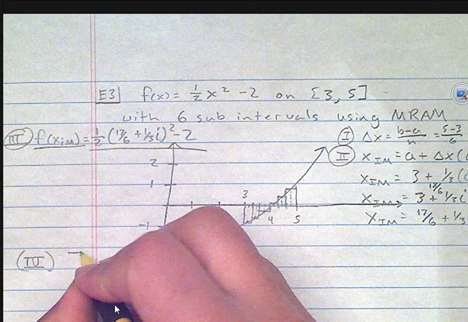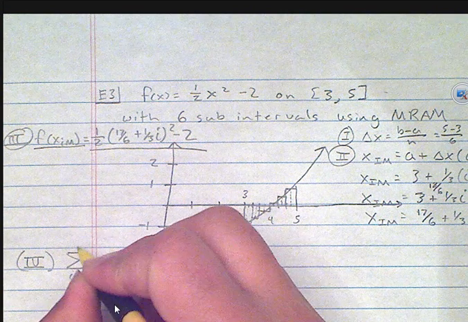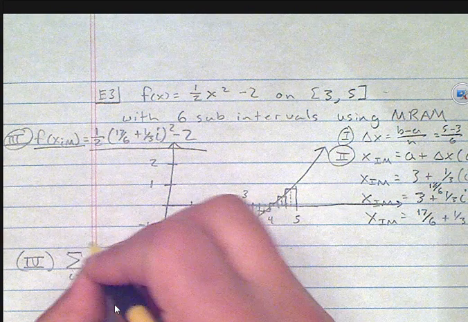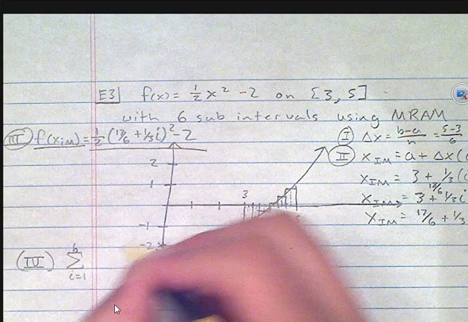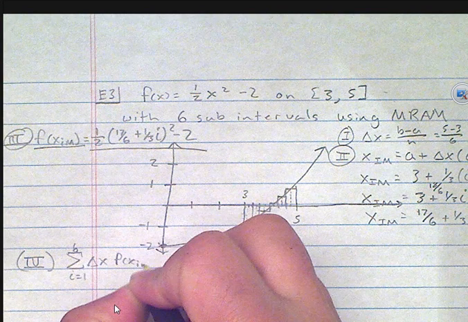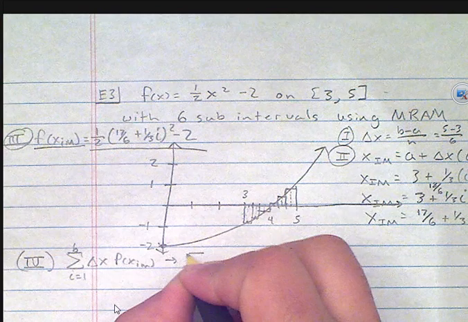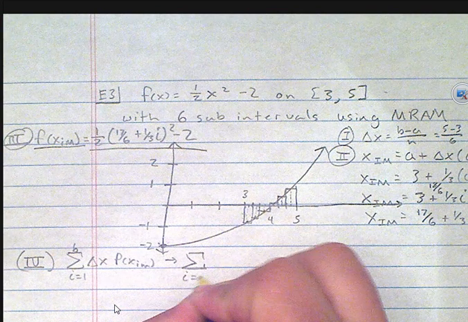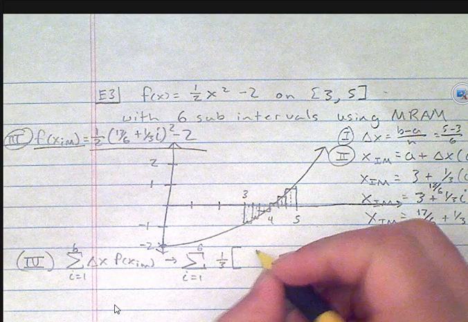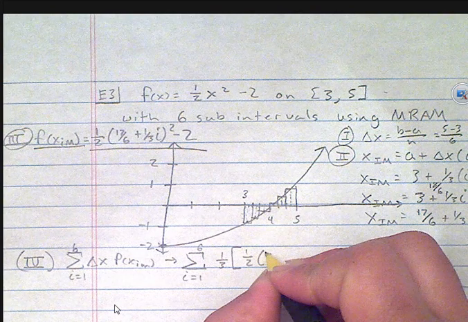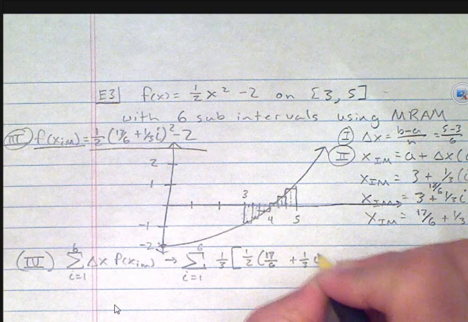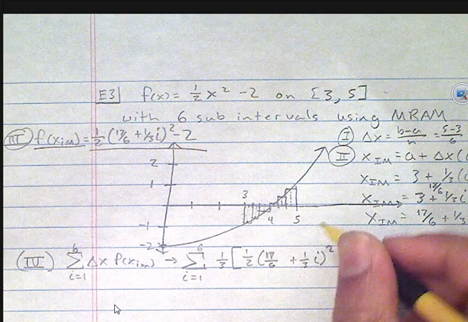So the summation from i equals 1 to how many? 6. We're adding 6 things. Delta x times f of x of i m. That yields the summation from i equals 1 to 6. Delta x is 1/3, and f of x of i m is all that: 1/2 (17 over 6 plus 1/3 i) squared minus 2.